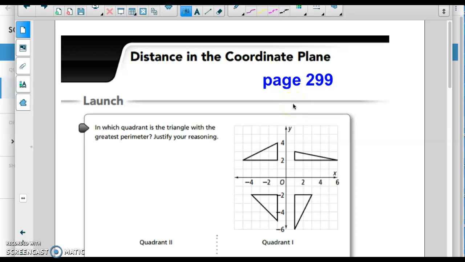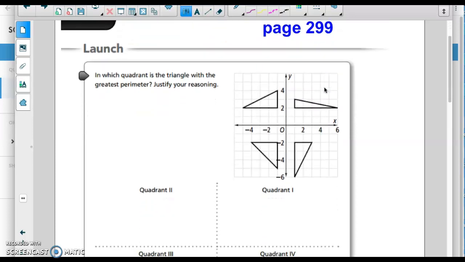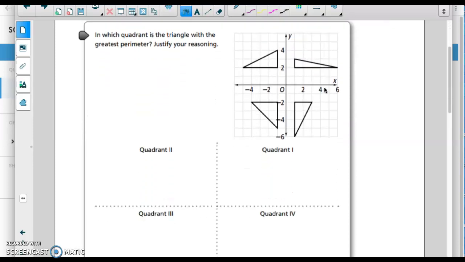All right, so we are starting our next little section, 12-5, distance on the coordinate plane. We're going to begin on page 299 if you have your digits book, otherwise in a comp book or on a piece of paper. Here it says that they want us to try to find the perimeter of each of these triangles, and then they want you to know which one is the greatest. In order to find the perimeter, we're going to need to use Pythagorean theorem. This is a great way to review solving for the hypotenuse.